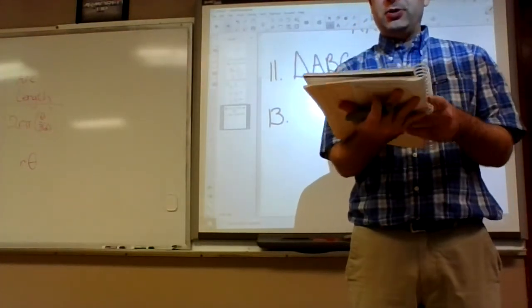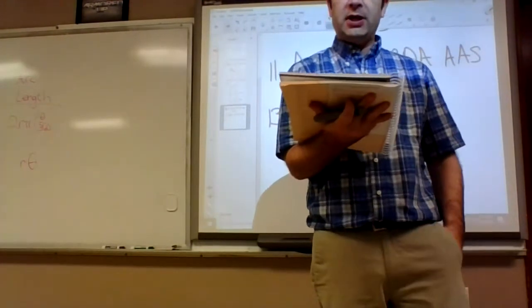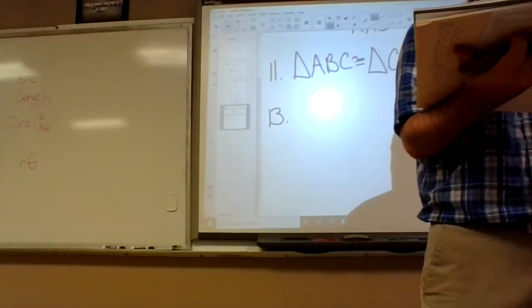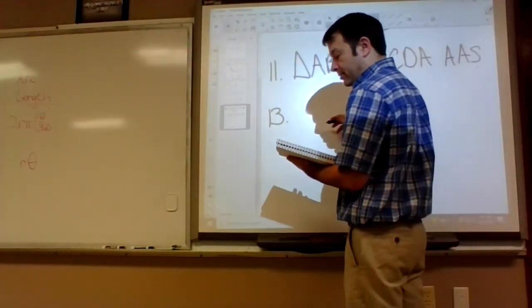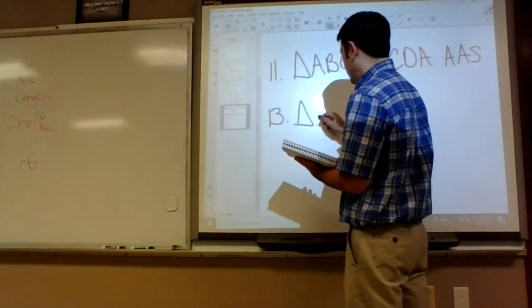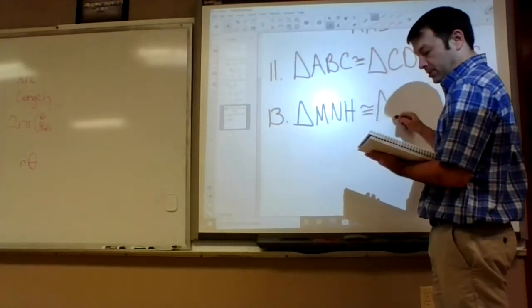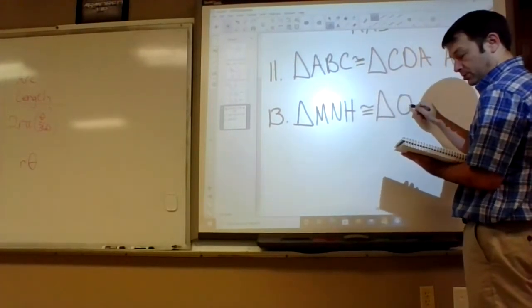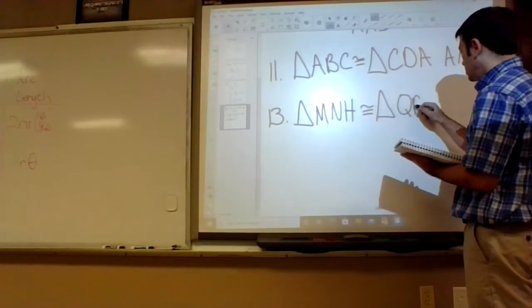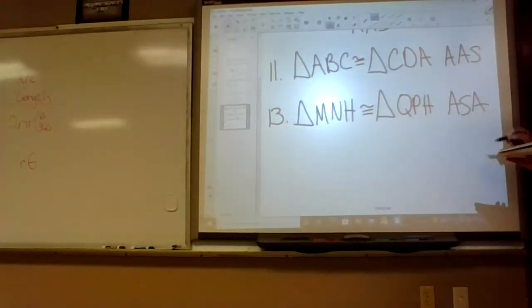Number 13, what do we know is congruent in that picture that they didn't tell us? Vertical angle. So we got a little angle in the middle, so it's angle, side, angle. So if I say triangle MNH, that would be congruent to triangle QPH. Angle, side, angle.